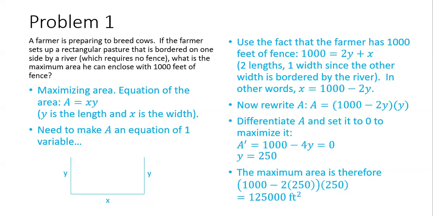And how do we do it? Once again, primary equation, the thing we're trying to maximize or minimize. Secondary equation, if we need it to change this primary equation into a function of one variable, differentiate it, set equal to 0, find the critical points, and then answer the question. That's the general procedure to follow.